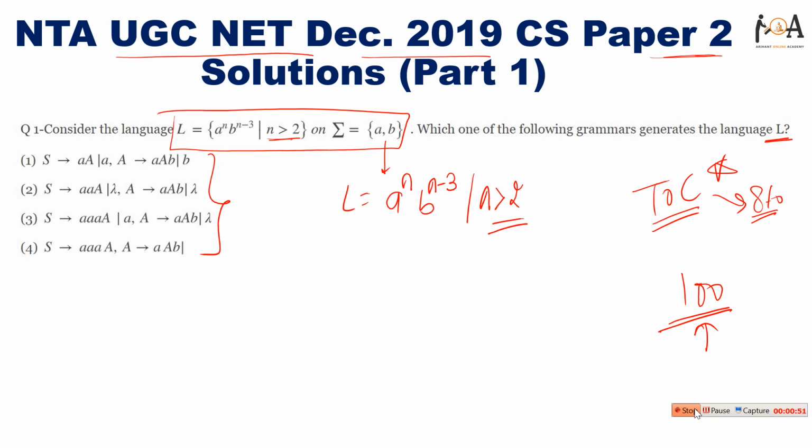So here is a question first. Basically, 100 questions were there in total, and the sequence might change because each candidate gets a different sequence of questions. So here is the question first.